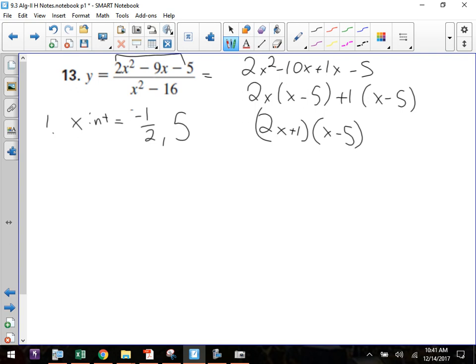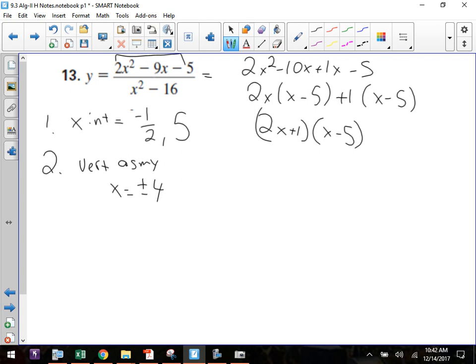next thing I would do is go for my vertical asymptotes. Vertical asymptotes always occur at the zeros of the denominator. This one's a really nice and easy one to factor the denominator. What are your zeros at x squared minus 16? Yeah, plus or minus 4. So the second thing we do is our vertical asymptotes will be at x equals plus or minus 4.